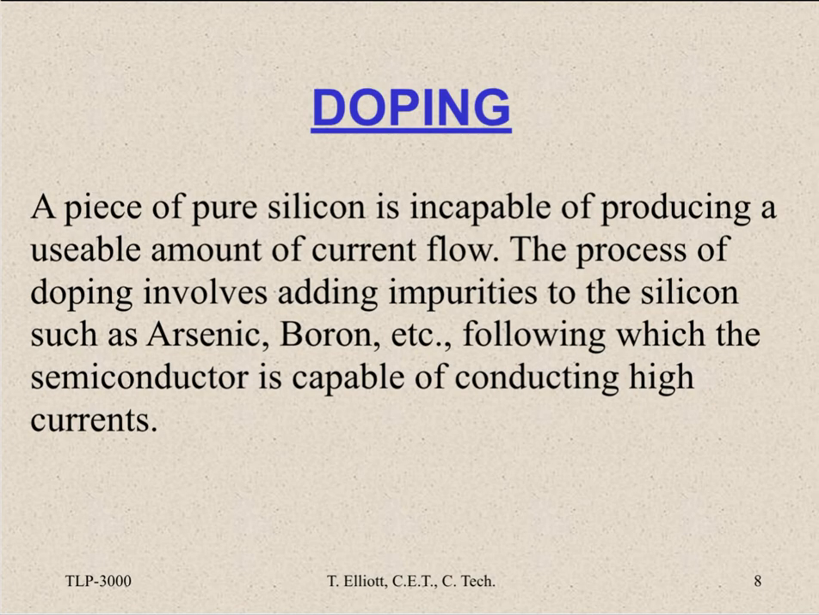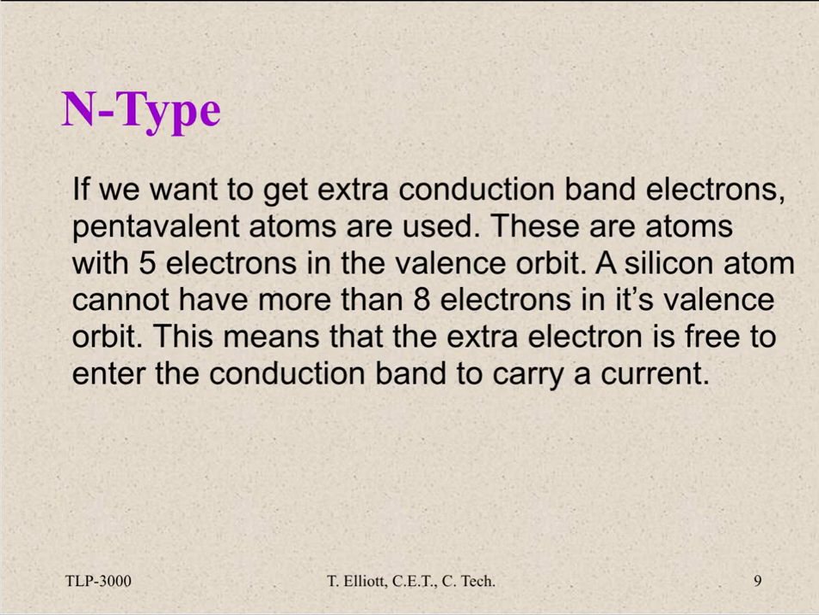Doping, we're adding impurities to increase the number of holes and electrons. There are many different impurities we can add. There are two types of doped semiconductor. We have an N-type, and for an N-type we use impurities with pentavalent atoms, which means there are five electrons.